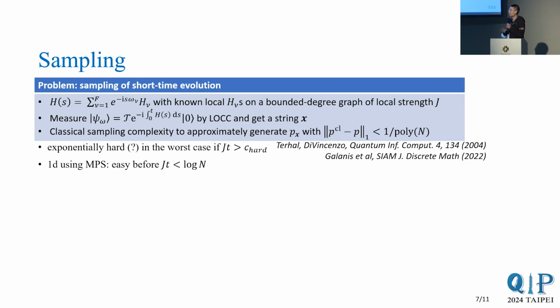Okay, so let me be a bit more precise. What do we mean by sampling? Suppose this Hamiltonian H is still geometrically local on a bounded degree graph of local strength J. We also allow for some simple time dependence, so that it can contain a finite number of Fourier modes. One evolves the all-0 state using this Hamiltonian, and LCC measures the final state psi. Sorry, there should be no omega here. And it outputs a string X. That's what the quantum experiment does. And we want to ask whether a classical computer can also sample this string X with a small total variation distance.